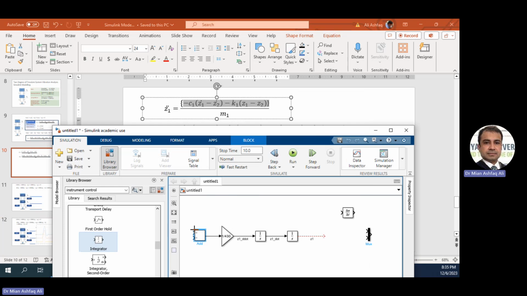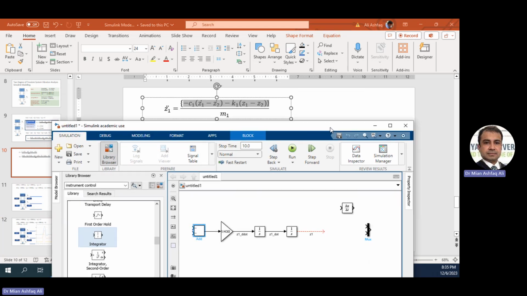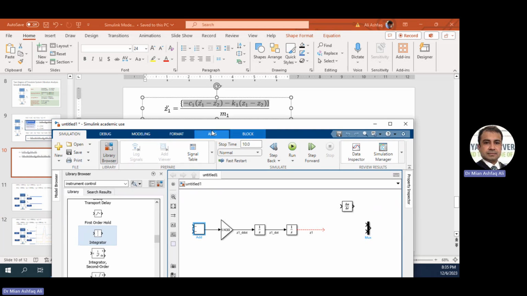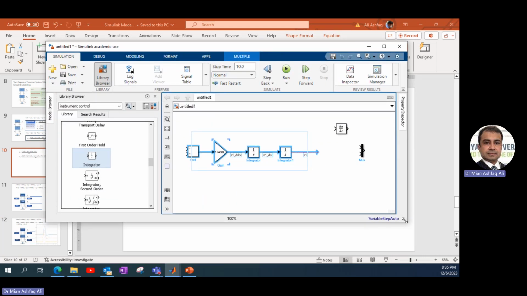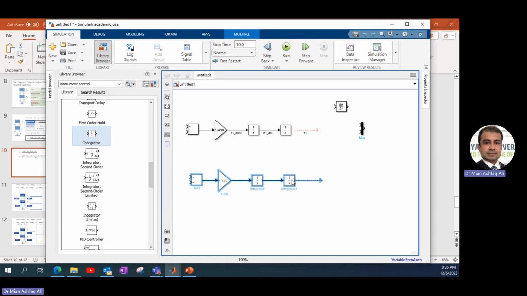Now, in order to get this force, I do have the information about Z1 and Z1 dot. Still, I need to find Z2 dot and Z2. In order to do this, I just need to copy this figure and make a copy like this one. Now it has become Z2 double dot, and this has become Z2 dot, and this is Z2.